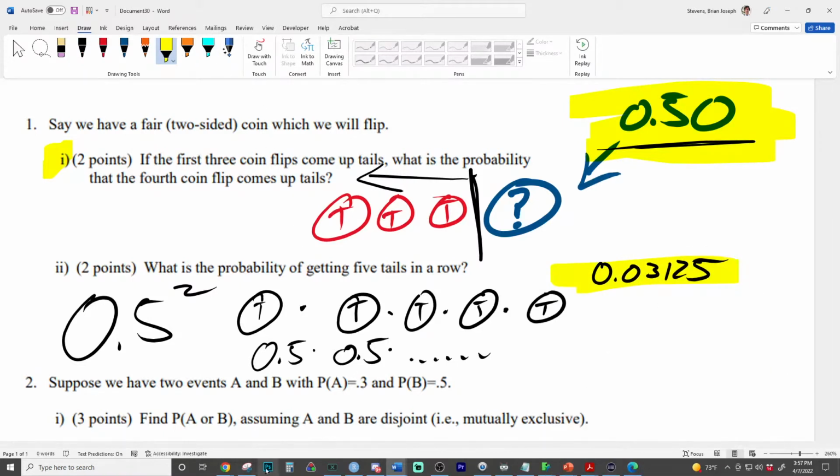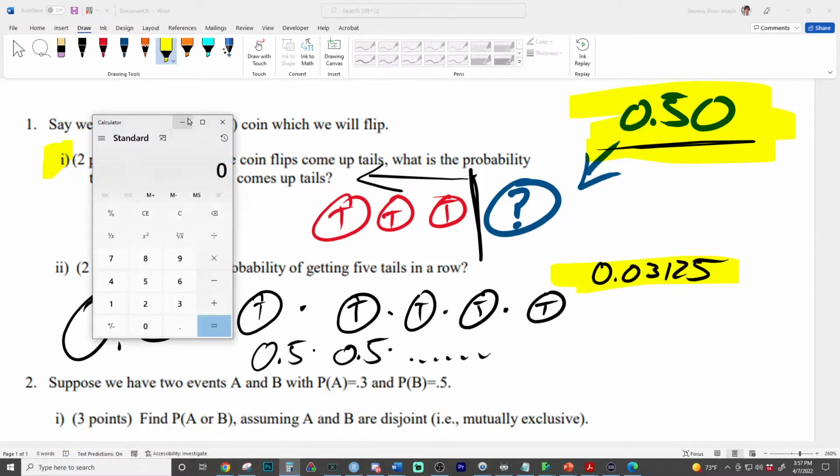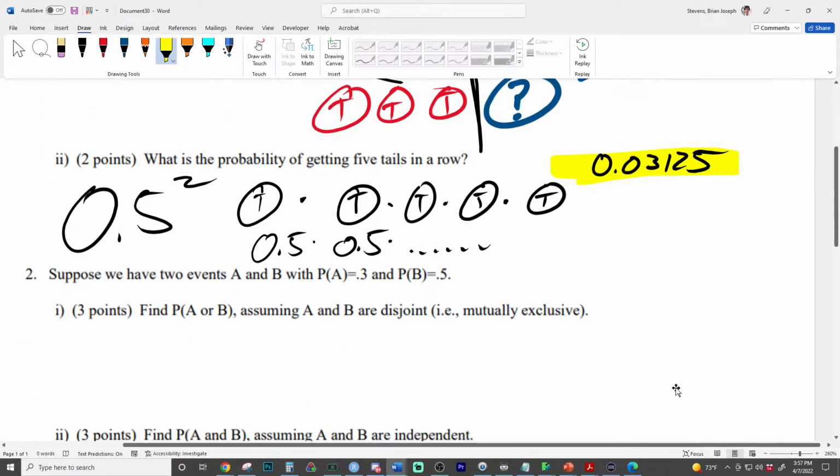We can check on the calculator. Let's see. 2, 3, 4, 5. There we go. We're good to go. That is the probability right there. Double check your work. Do it in your head. Do it in the calculator. Make sure you've done it properly.